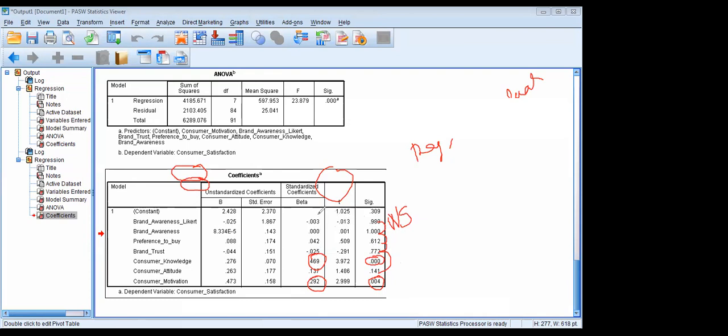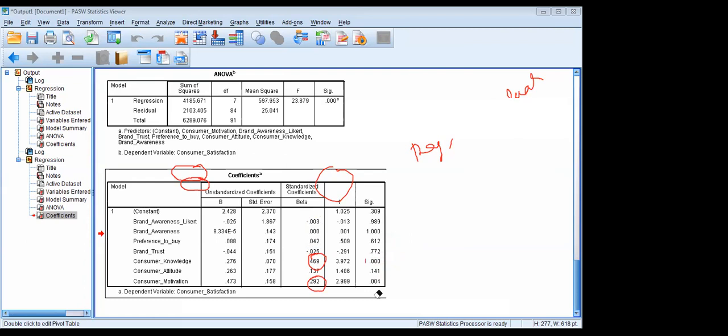Look at their standardized beta. Always look at the standardized beta. That is the coefficient of the regression. So 0.03, 0.00, 0.042, very low, right? So they are not significant. Only two variables are significant. What are the two? Consumer knowledge and consumer motivation.